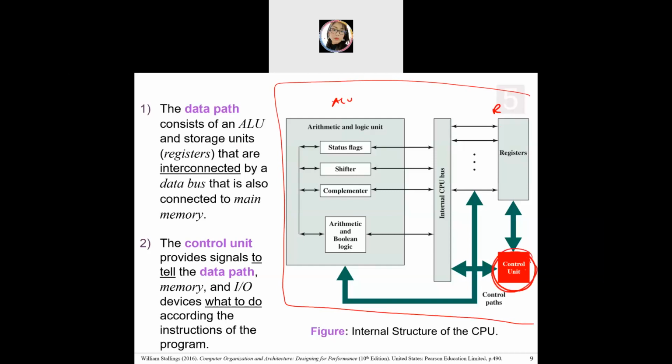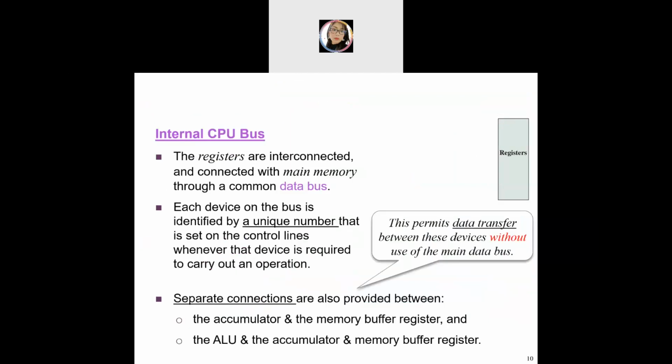So the control unit informs and tells what to do to your data path, which consists of the ALU and also your register. Then that is the big differentiation between each other. So you also look that there is an internal system bus.